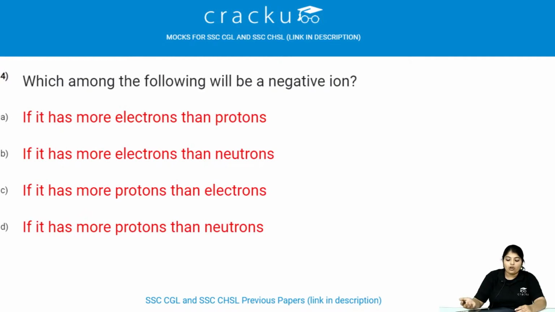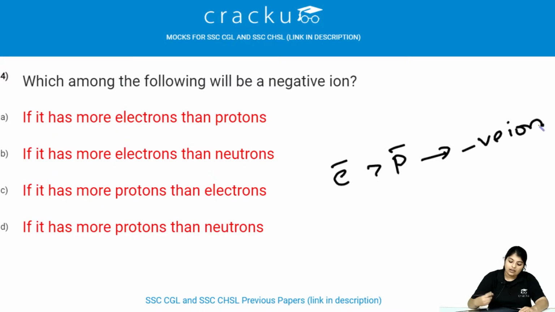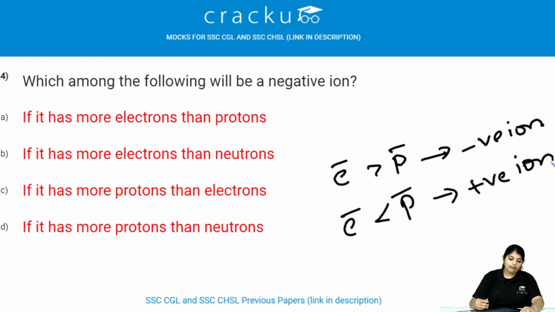Which among the following will be the negative ion? If an element has electrons greater than protons, then it is called a negative ion, and the element which has electrons less than protons is said to be a positive ion. Therefore, the answer is option A, that is, if it has more electrons than protons, then it is said to be a negative ion.